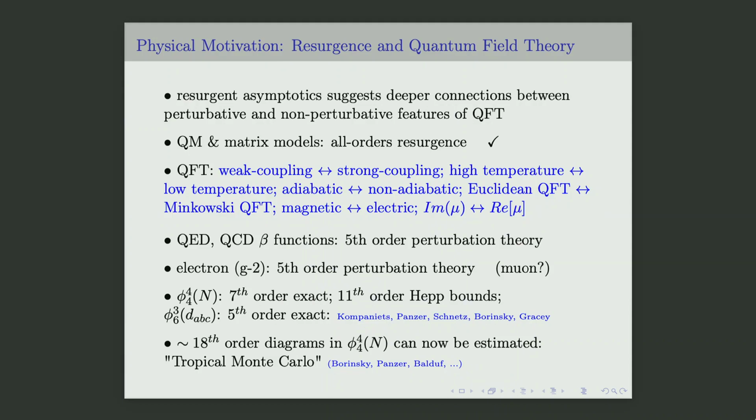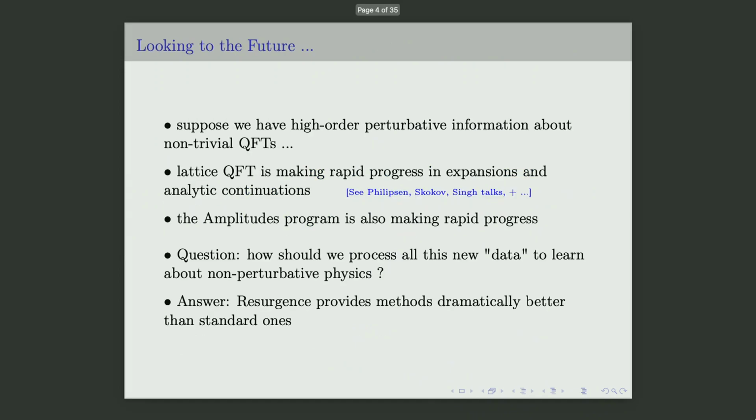And very recently, an idea of Michi Borinsky is that you can now calculate approximately 18-loop diagrams in phi^4 theory in MS-bar, approximately. And there was a systematic exploration of this up to 13-loop order, including up to 18-loop order, by Paul Balduf, who just defended his PhD thesis last year up the road here. So things are happening, and it begs some questions of what we should do with all this information.